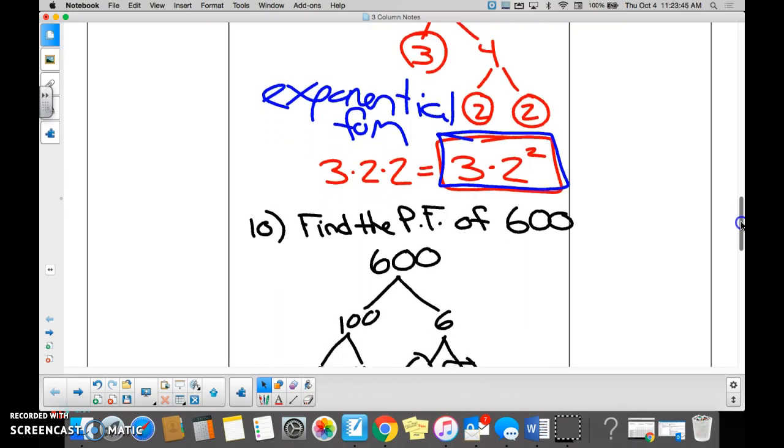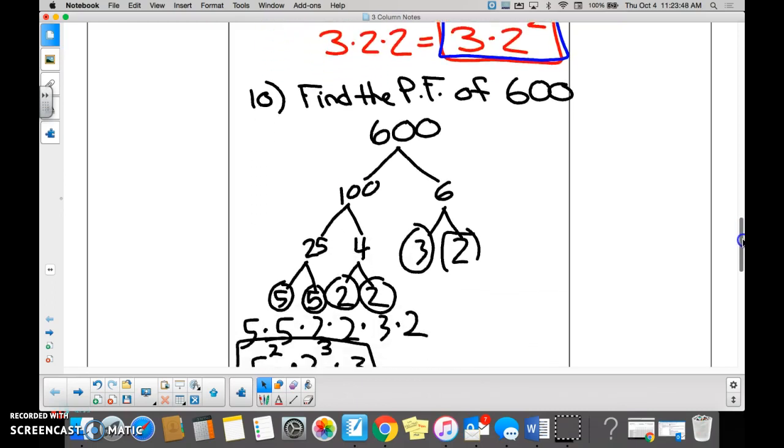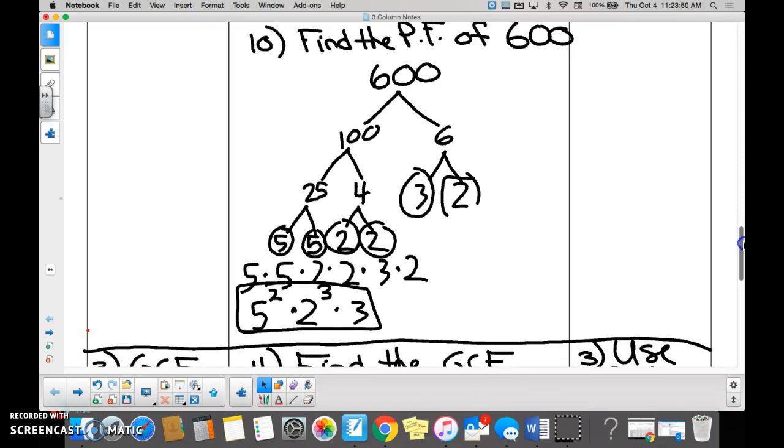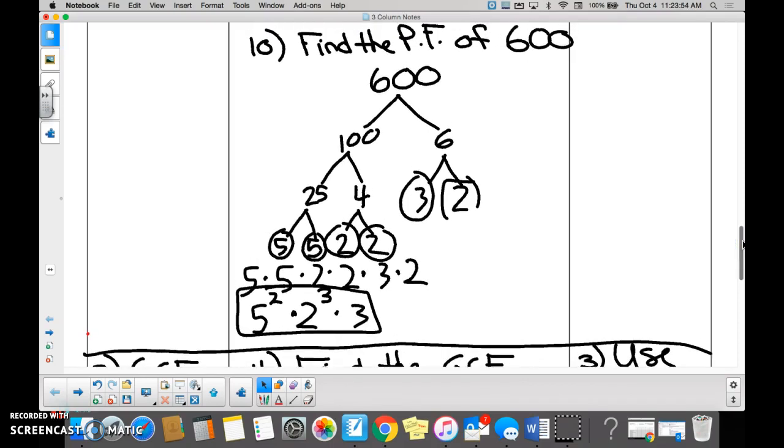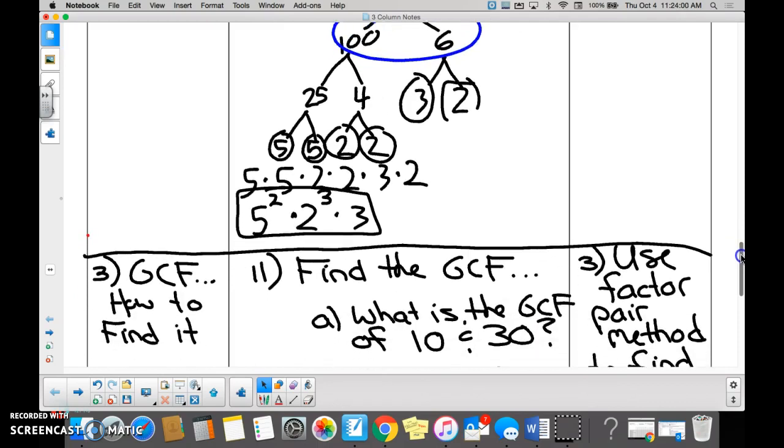Down at number 10, Luke took 600, and Luke did this one for us, and he broke it down into all of the prime factors of 600, and then he wrote it in exponential form. By the way, did you have to start with 10 and 60? No. Any factor pair works, except for probably 1 and 600. That would be a waste of your time.